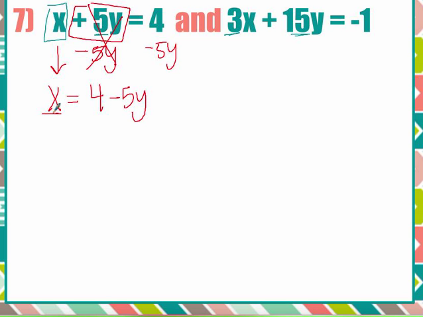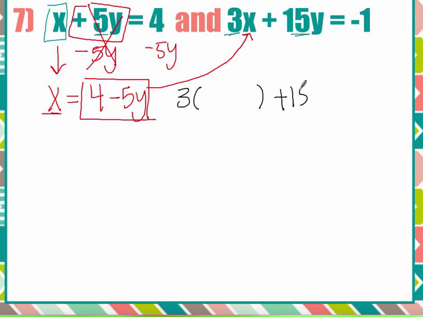Now I have a variable equal to something, an expression, that I can plug into the opposite equation. Be very careful, because it's saying x is equal to this, so I need to plug it in where x is in the opposite equation. So if I set it up, I've got 3 times x plus 15y equals -1. I now know that x is equal to 4 minus 5y.